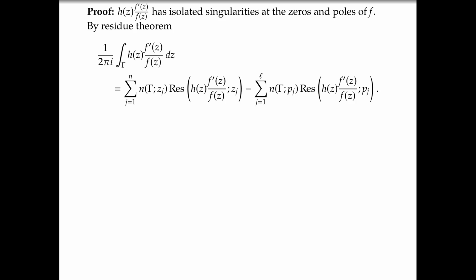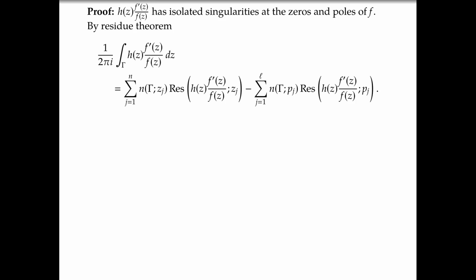So write down the integral that we want to evaluate, and let's write it down according to the residue theorem. Now, this function h times f prime divided by f has isolated singularities. Wherever f had a pole, that function would have a pole, and if it had a zero, that function would also have a pole. So we want to figure out what all those residues are, and then we can write down what the integral is using the residue theorem, right? It's almost like we're almost done, right?